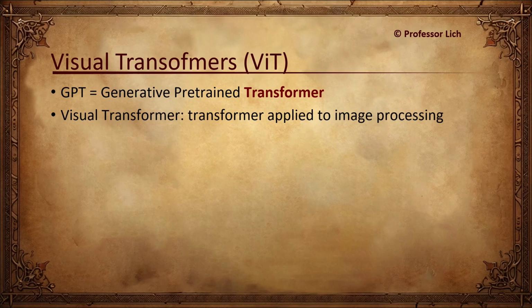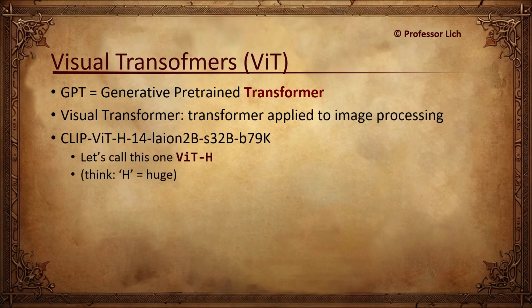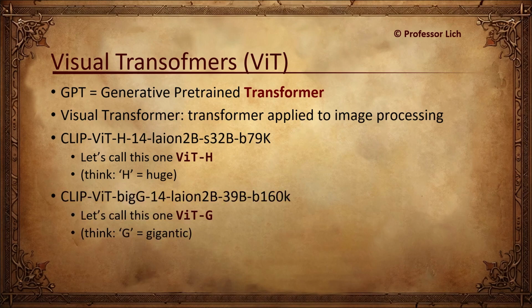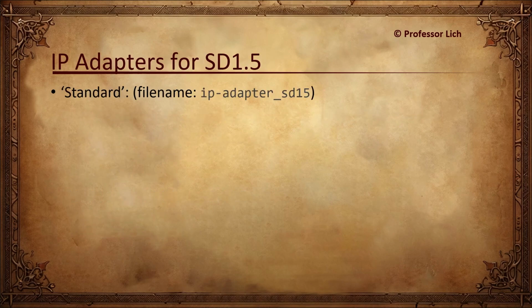There are two CLIP vision transformers you should be aware of, and they must be correctly matched with each IP adapter model. CLIP with H, I'll just call it with H for short, and CLIP with big G, I'm just going to call it with G. With G is a larger file size than with H, so I remember it as G for gigantic and H for huge. Letters probably don't mean that, but in my mind that's an easy way to remember it. And now that we've done that, let's look at the IP adapter models.